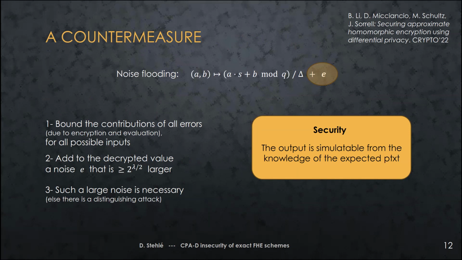And then we can actually prove that when we do this, the scheme becomes secure against IND-CPA-D attacks. And the proof of security is basically that you can simulate the output from the knowledge of the expected output plaintext. So that's sufficient to simulate the output, and that gives a security proof. And in the same work, they showed that such a large noise is actually necessary. So if you decrease the noise, you have a distinguishing attack.